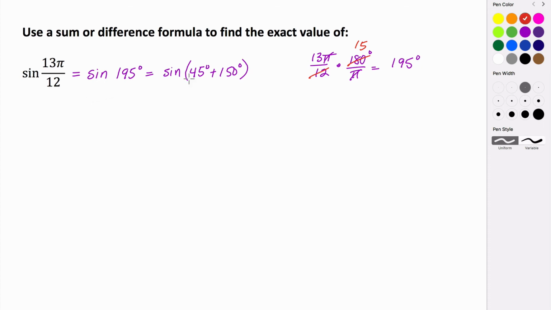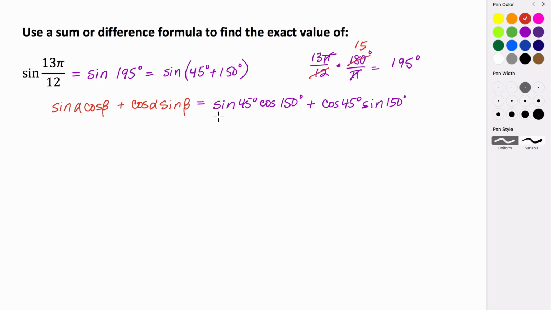This is going to be a sum. The sum formula for the sine says the sine of alpha times the cosine of beta plus, because it's a sum, the cosine of alpha times the sine of beta, where alpha is our first angle and beta is our second angle. So this is equal to the sine of 45 degrees times the cosine of 150 degrees plus the cosine of 45 degrees times the sine of 150 degrees.